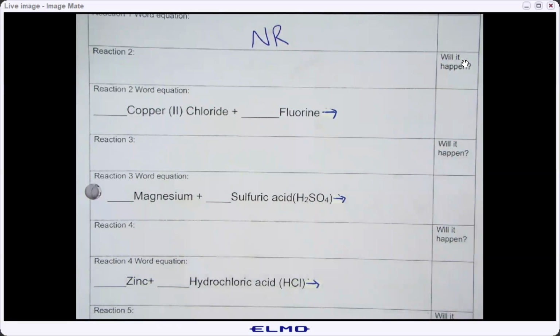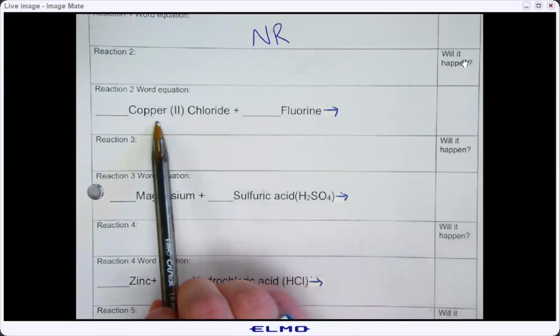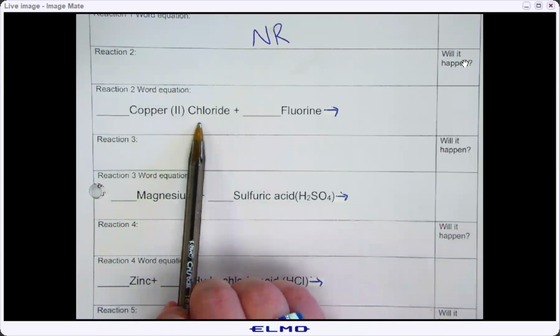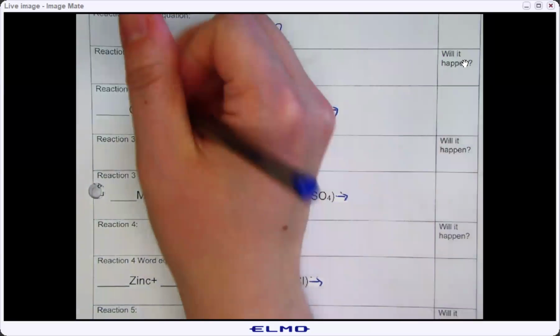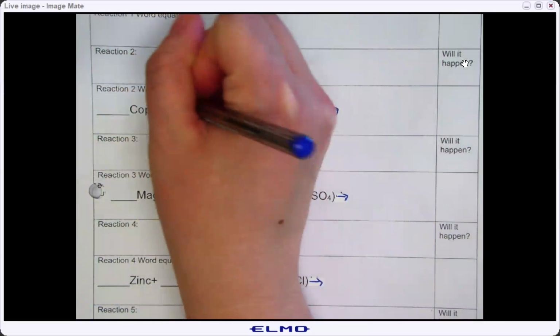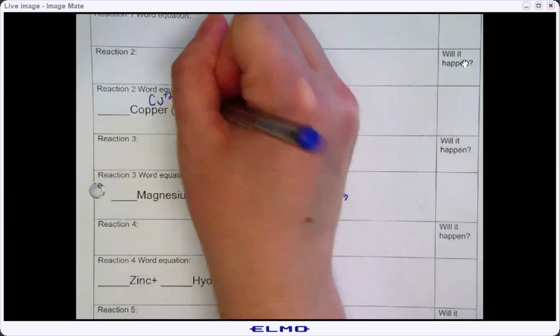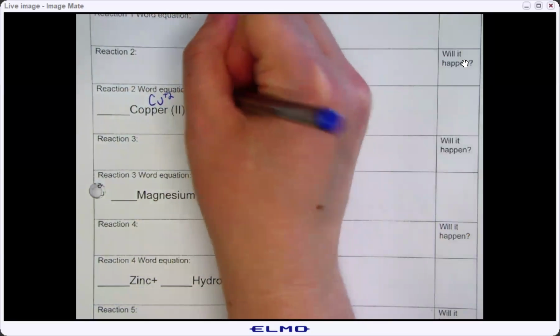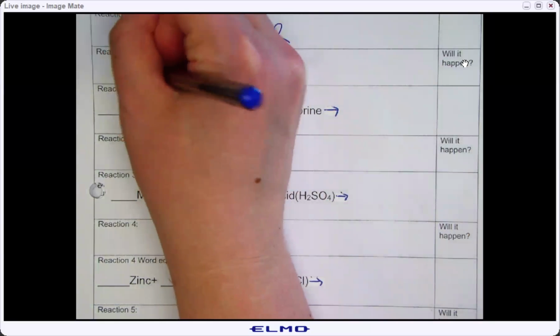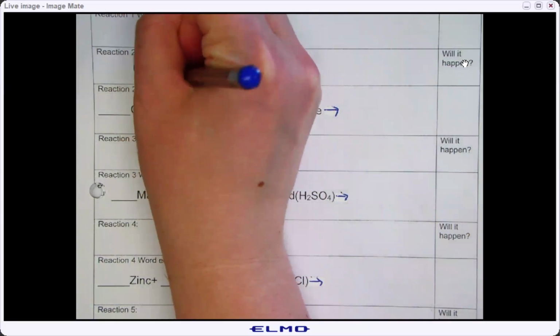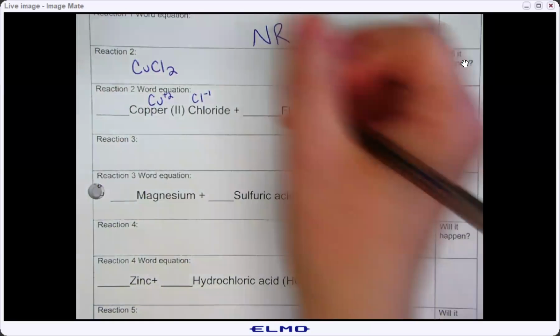Now this is given to us in a word equation. So the first thing I'm going to do is translate the words into a formula. And so this is copper, and it's telling me the charge is 2. And then it's chloride. So I know that chloride should have a -1 charge. So that would be CuCl2 if I make that formula.